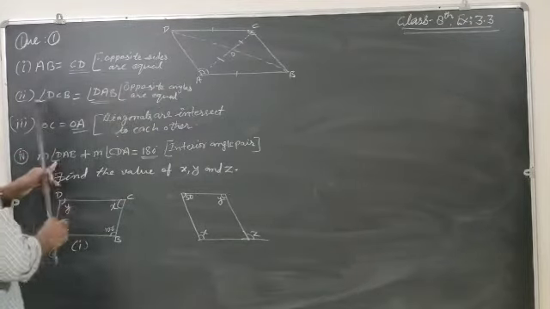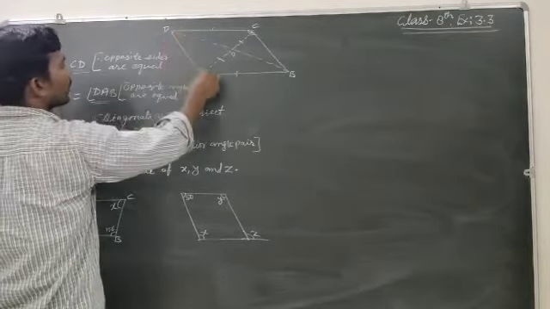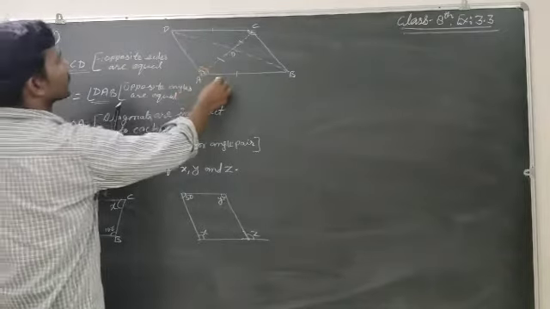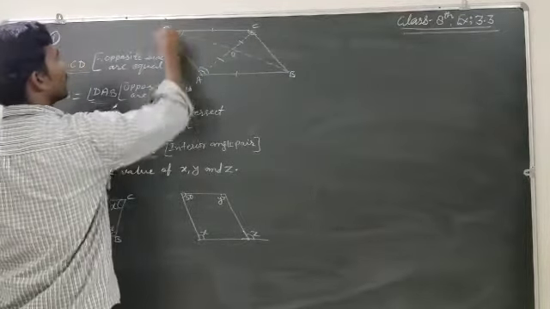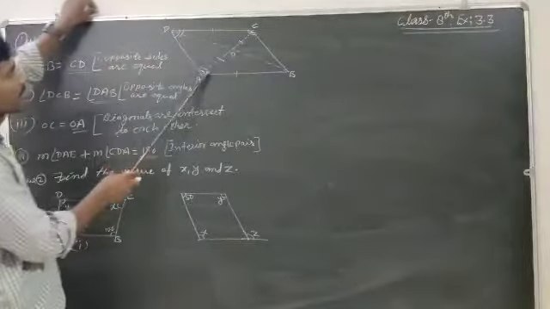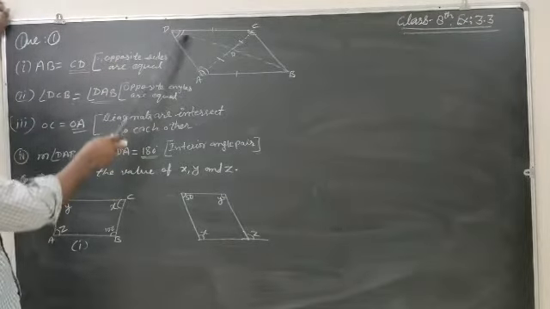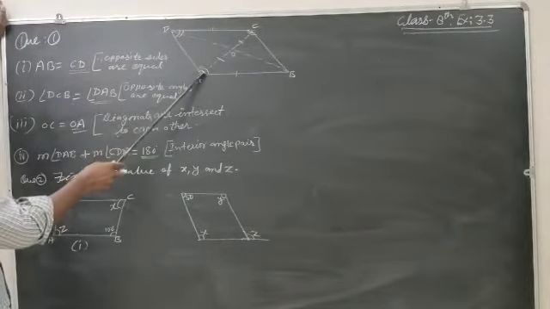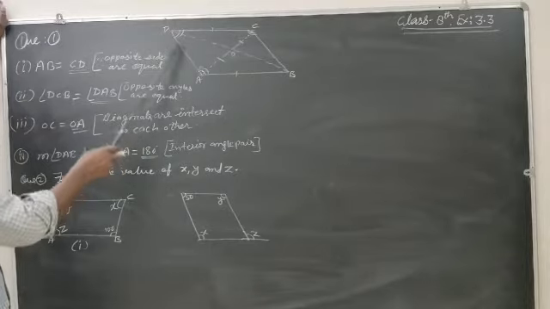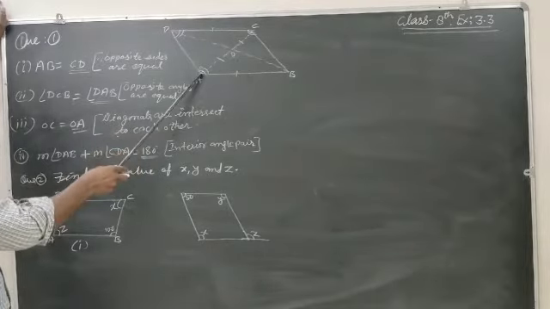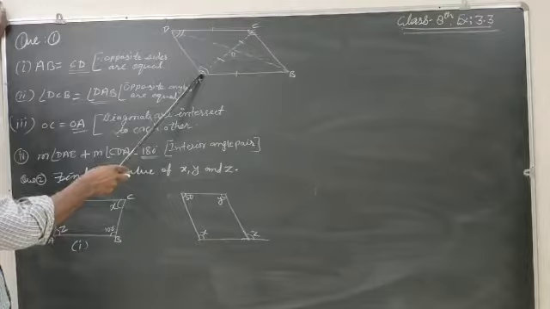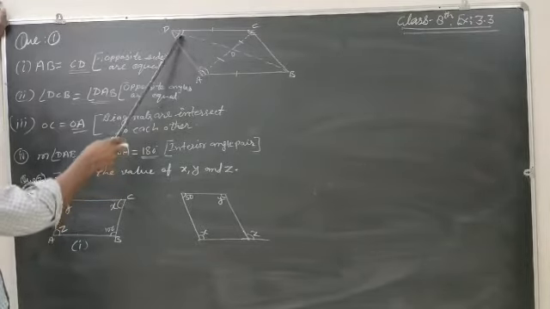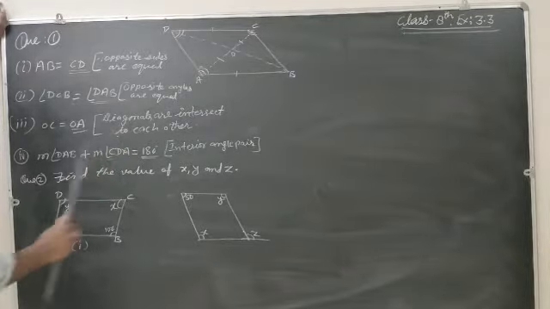Measure of angle DAB and angle CDA. The sum of these angles equals 180 degrees, because CDA and DAB are an interior angle pair. So angle A and B equals 180 degrees.